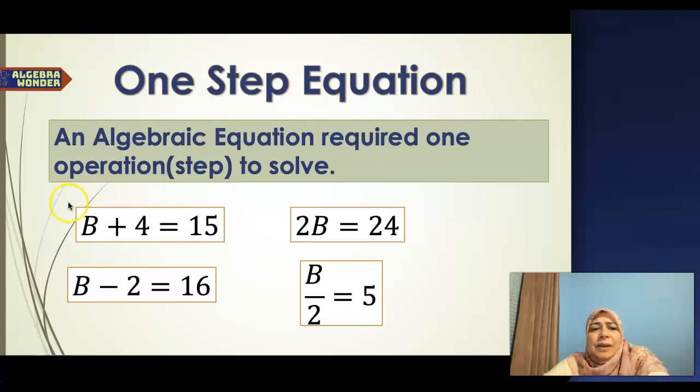What does solving mean? It means I need to know the value of this variable that will make this equation true. What should b be so this equation is a true statement, and so on for all of them? So what is the value of b? Now let's see how we can solve those.